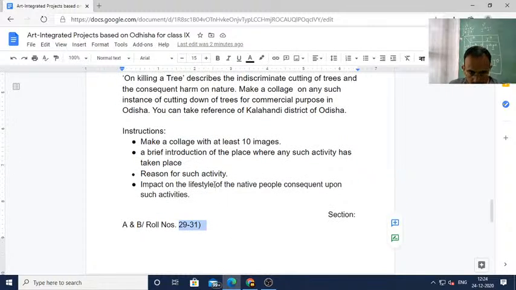Okay, three students. What you have to do is make a collage with at least 10 images, a brief introduction of the place where any such activity has taken place, the reason for such activity, and the impact on the lifestyle of the native people consequent upon such activities.